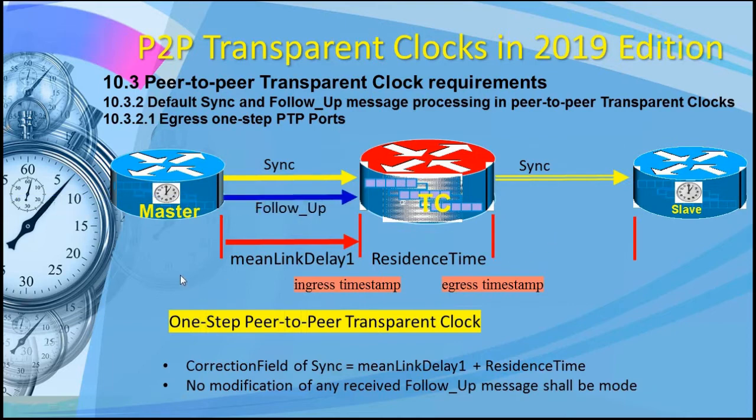If the master sends out a follow-up message, which means the master side is a two-step master, then after receiving the follow-up message, the transparent clock doesn't make any change to the follow-up message, just forwards it to the slave side. This is how the one-step peer-to-peer transparent clock works.